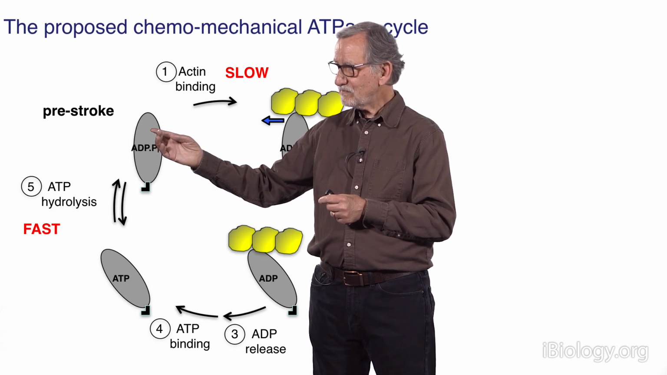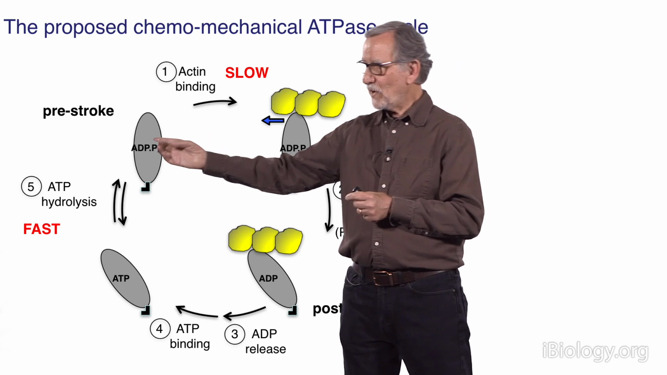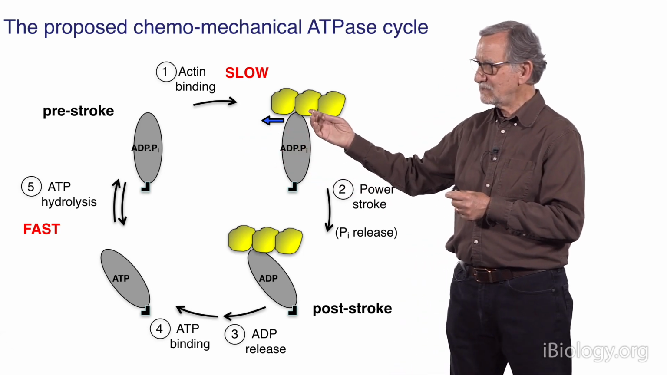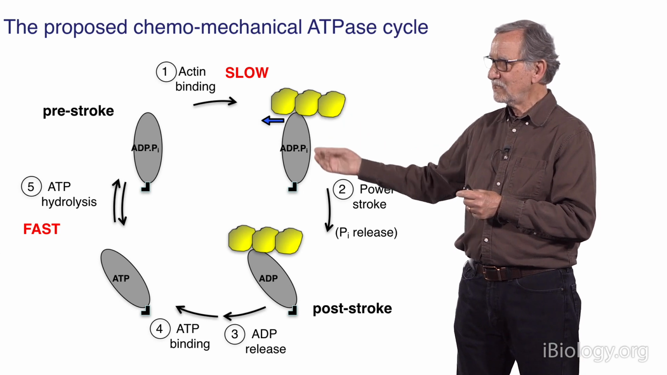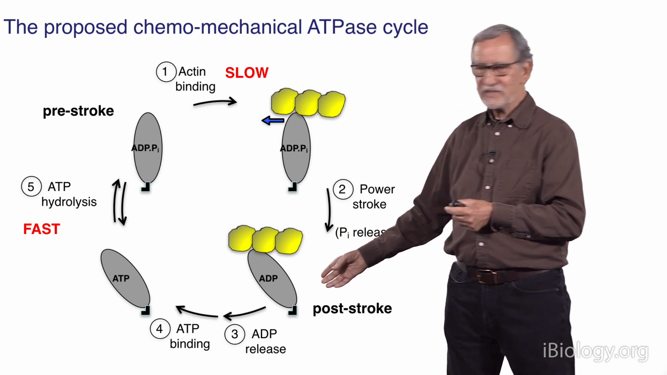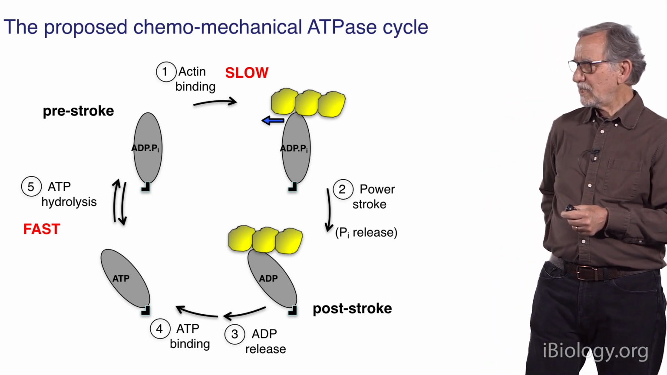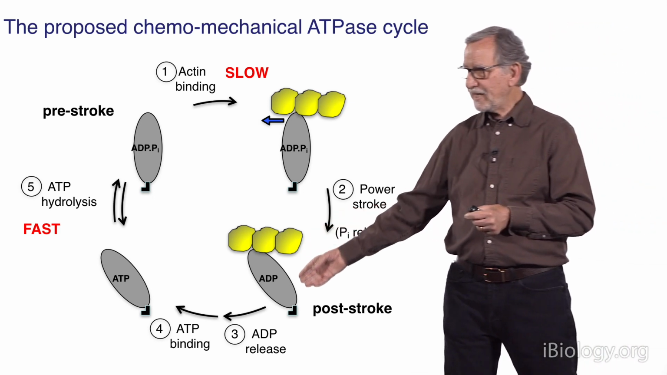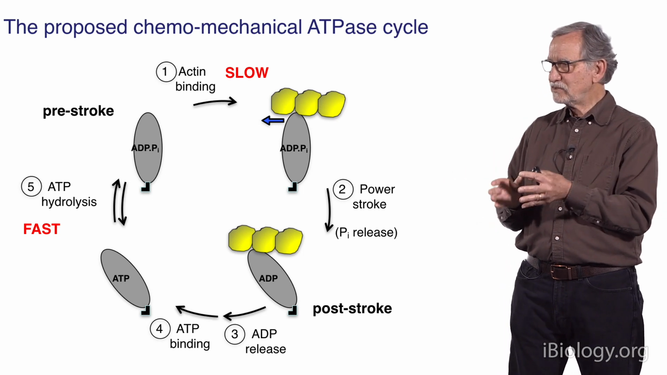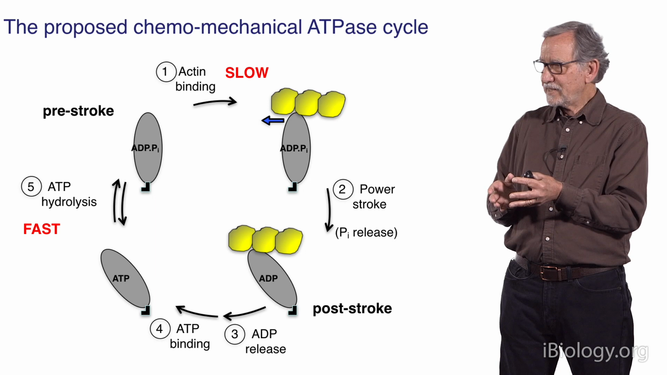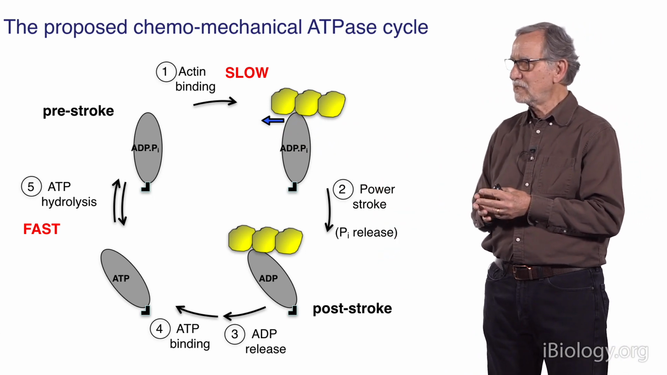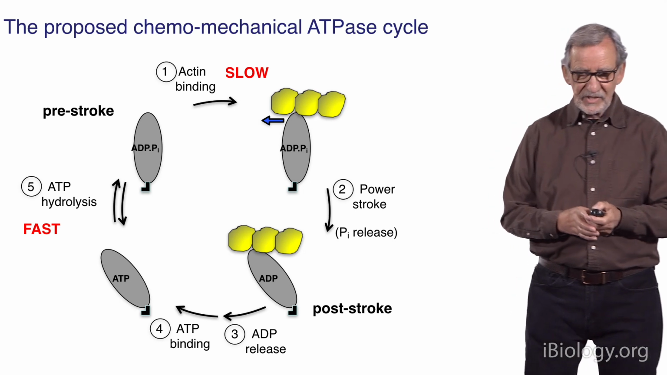But when this head is cocked in the prestroke state, the model says now there's a slow step where it has to bind to the actin. And once it binds to the actin, that triggers the release of phosphate, where you have a concomitant power stroke giving you this putative 10 nanometers or so of movement. And phosphate release is followed by ADP release. And once the ADP comes out of the myosin pocket, now ATP can go in, which changes the conformation of the head in some way that allows it to release from the actin. And now you're back to where you started. So that was the chemo-mechanical model that people had in mind in the early part of the 1970s.